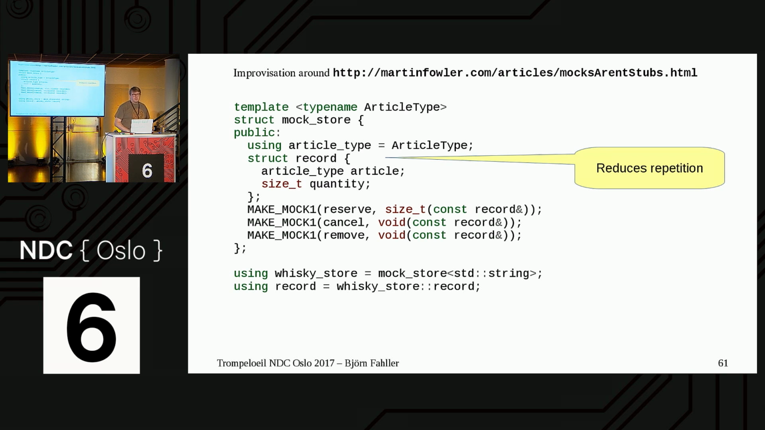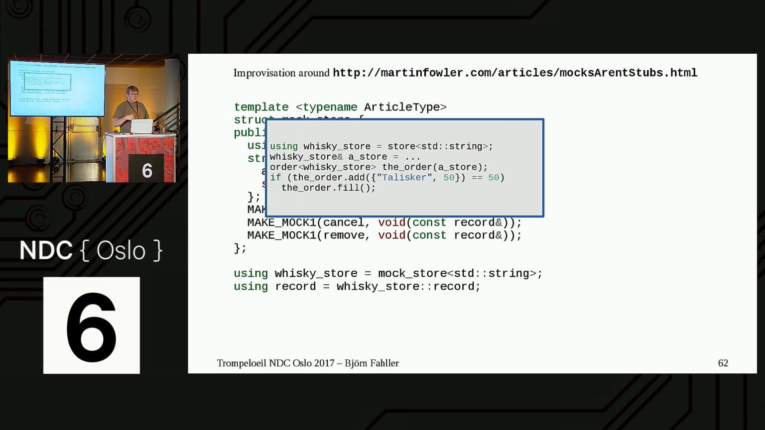And to reduce typing a little bit, let's create a record type that has both article and quantity, because we always work with them as pairs. So now we can see a slightly different use situation where we have a store from somewhere, we create an order object that refers to the store, and if the return value from add is what we wanted, then we fill the order, otherwise we just give up or something. Order something else, whatever.